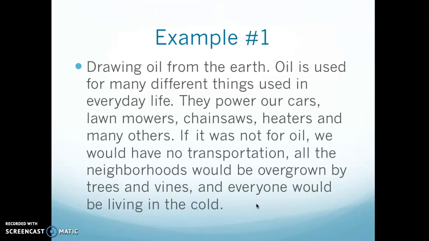Example number 1. Drawing oil from the earth. Oil is used for many different things used in everyday life. They power our cars, lawnmowers, chainsaws, heaters, and many others. If it was not for oil, we would not have transportation. All the neighborhoods would be overgrown by trees and vines, and everyone would be living in the cold.